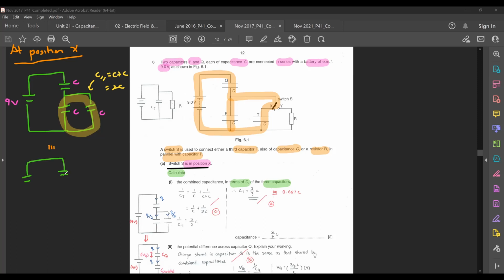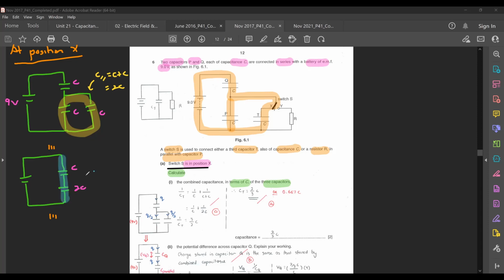I will get something like this now. Okay, so this one I can't draw the lines properly. Okay, so this is now C and 2C. And this one, again, I want to simplify again, because this one is considered as connected in series now.